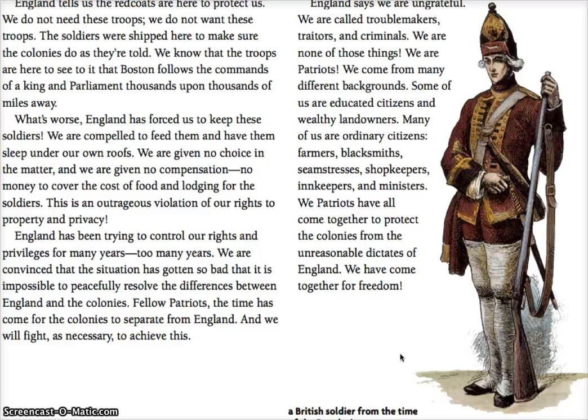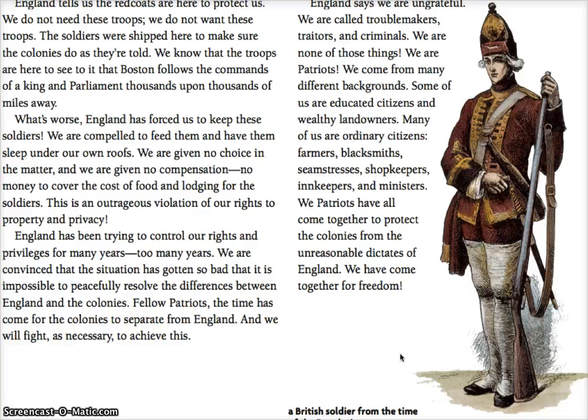England has been trying to control our rights and privileges for many years. Too many years. We are convinced that the situation has gotten so bad that it is impossible to peacefully resolve the differences between England and the colonies. Fellow patriots, the time has come for the colonies to separate from England, and we will fight as necessary to achieve this. England says we are ungrateful.